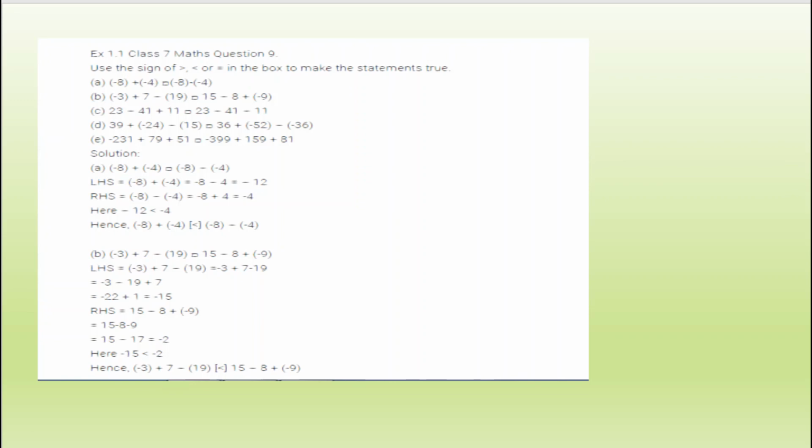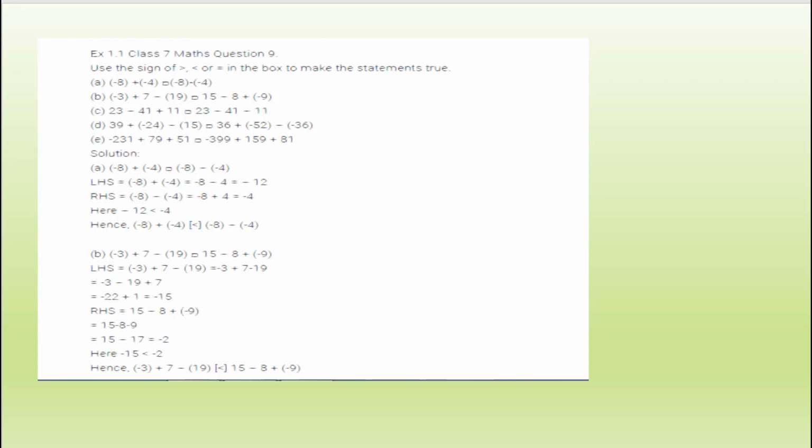Then question number 9: use the sign greater than, less than or equal to in the box to make the statements true. I have solved two parts here. Like -8 plus -4, and in the box is -8 minus -4. We solve the LHS and RHS, and on the basis of the answers we decide. LHS is -8 plus -4, which is -12. RHS is -8 minus -4, which is -8 plus 4, equal to -4. So -12 is less than -4. So we will put the less-than sign there.